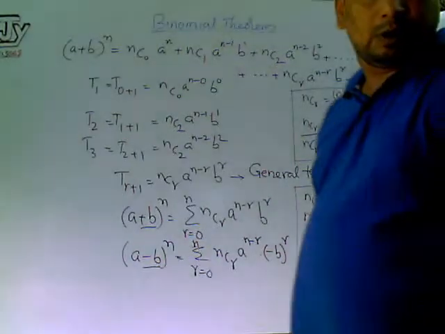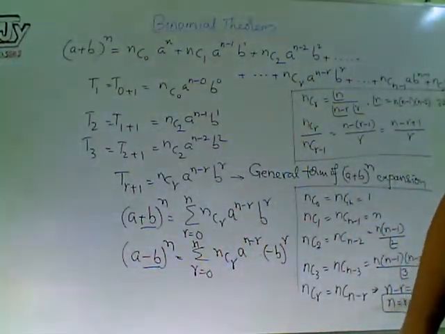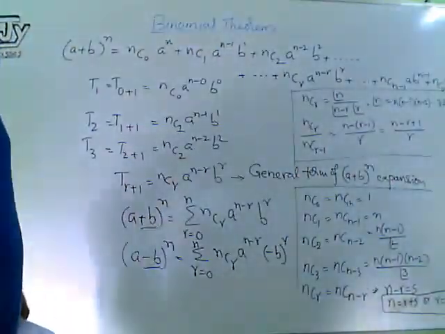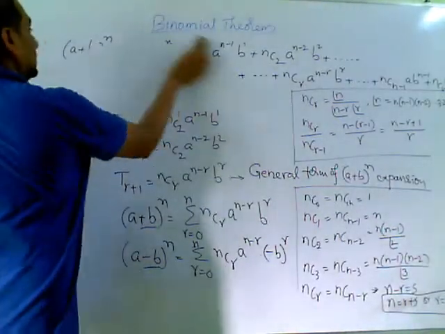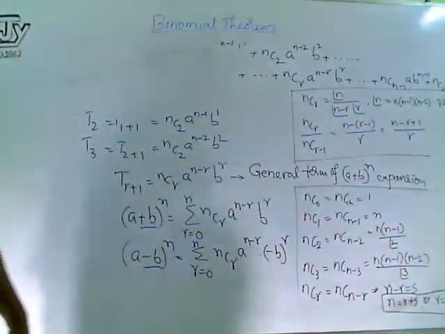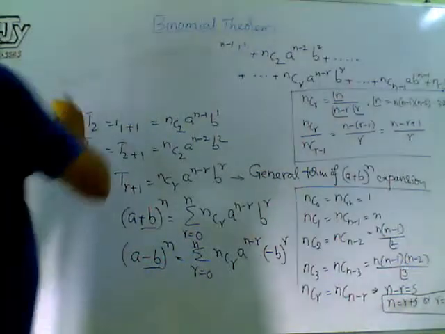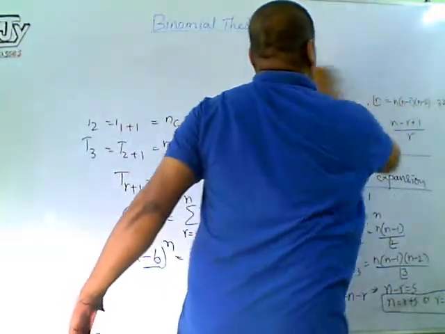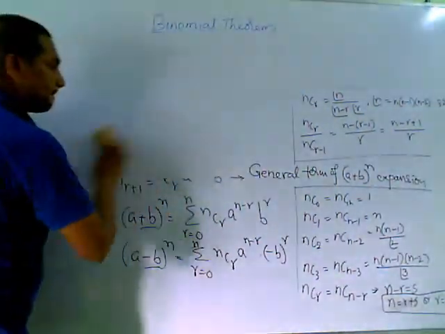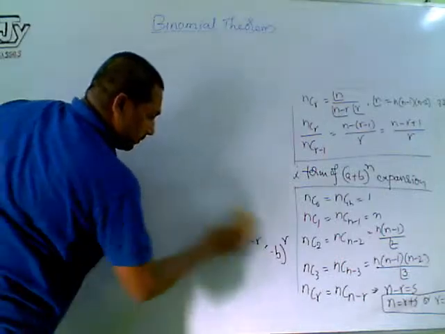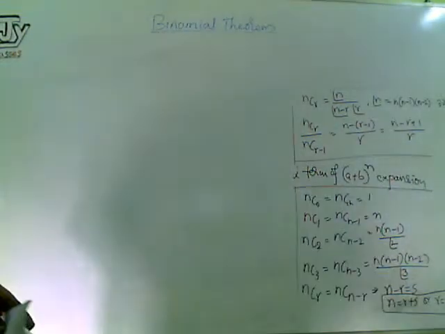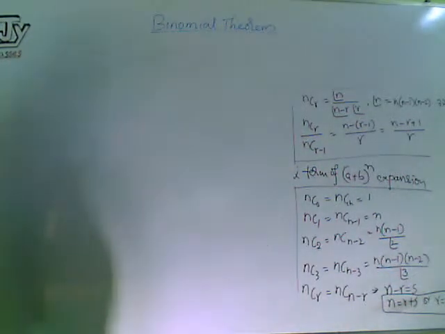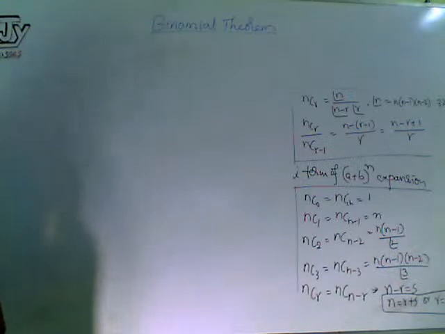Okay. Now we have to write Pascal triangle for binomial coefficients. So we have to write Pascal triangle for binomial coefficients.